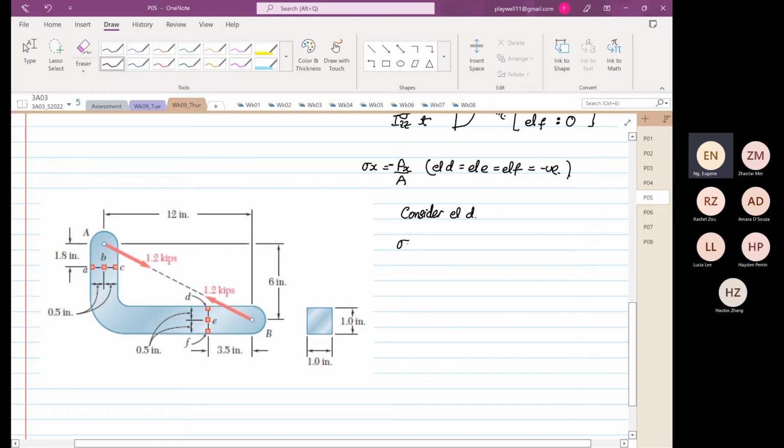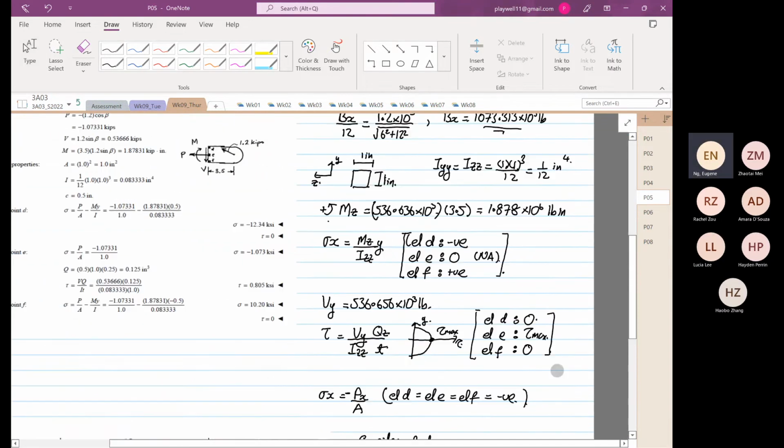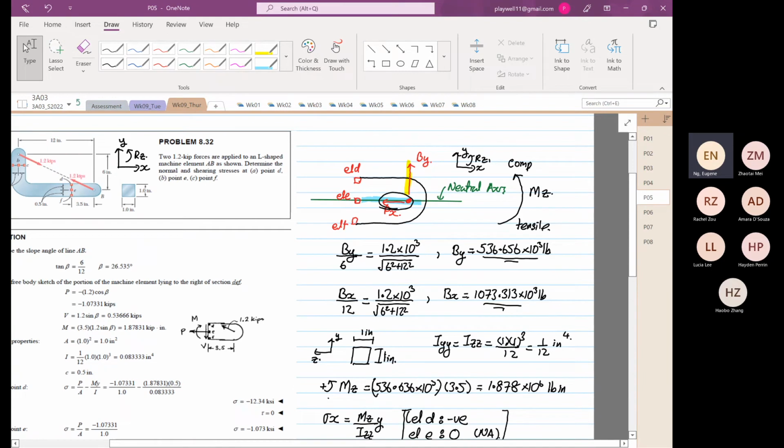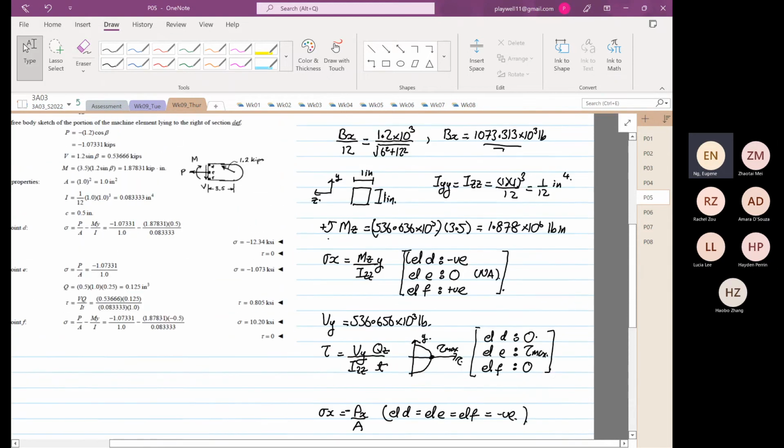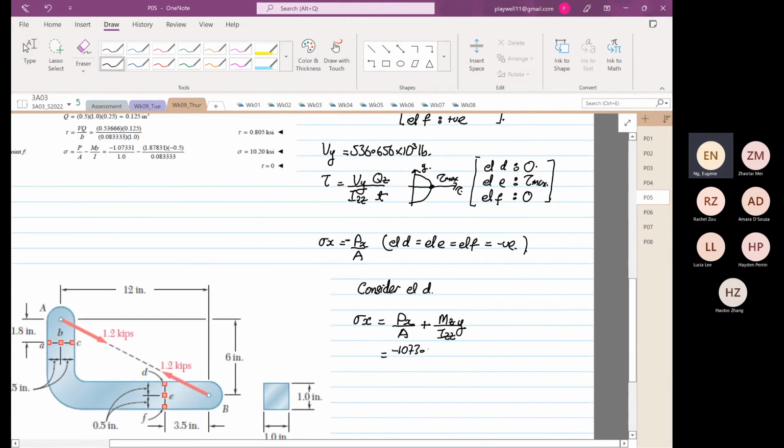We know that the normal stress σx is equal to Px over A plus Mz over Izz multiplied by y. Okay, so we know that Px is going to be compression. So Px is equal to minus 1073.313 times 10 to the power 3.